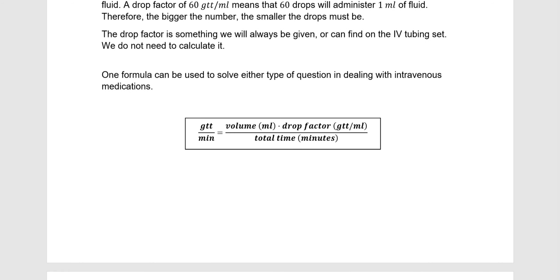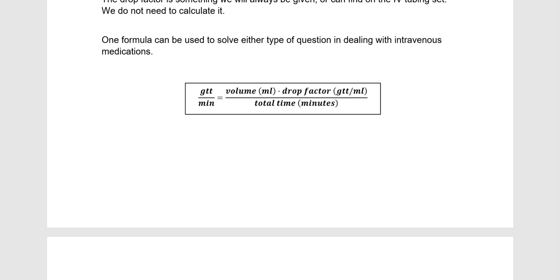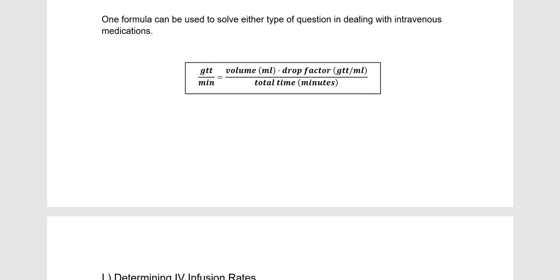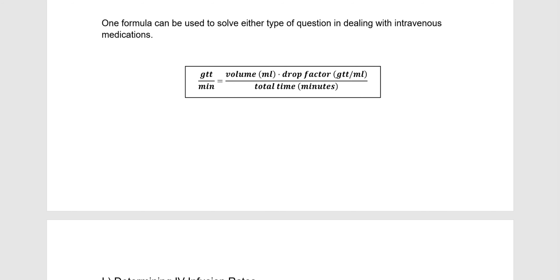So the formula we're going to be using here to solve both types of questions that we mentioned at the top of this page is going to be as follows. So this is essentially the main formula for this section. We have the drops per minute over on the left, and that is the IV infusion rate. So the IV infusion rate is going to equal the volume in milliliters times the drop factor, which is in drops per milliliter, divided by the total time in minutes.